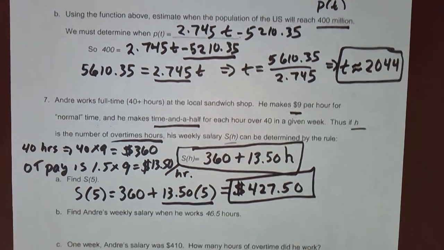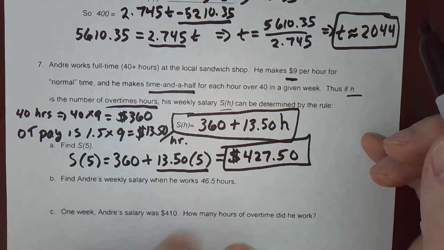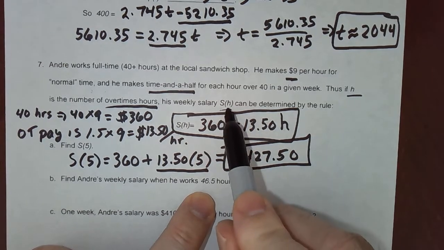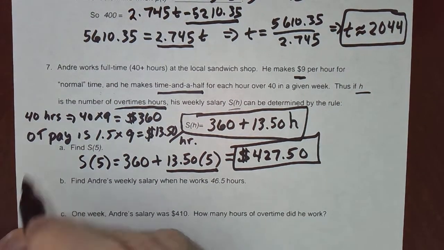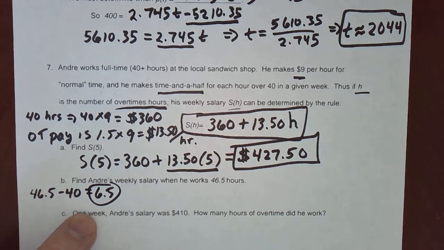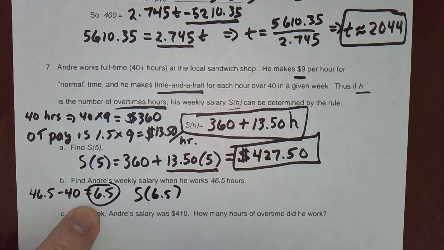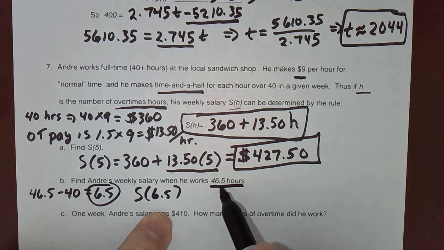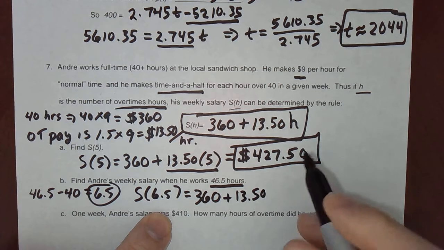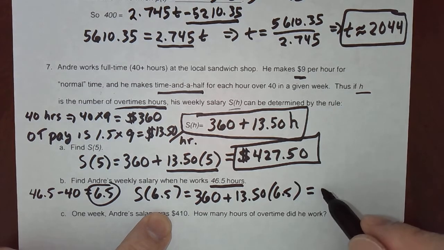Okay, 2 more here. Let's find Andre's weekly salary when he works 46.5 hours. Well, we're not going to plug 46.5 hours into this function S. S takes H, which is the number of overtime hours. So we first need to say how many overtime hours. That's the number of overtime hours, 6.5. So that's what gets plugged into the function. And so it would simply be S of 6.5, because again, 46.5 hours means 6.5 hours were overtime. That's equal to 360 plus 13.50 times 6.5. And if you multiply that out, you get $447.75.